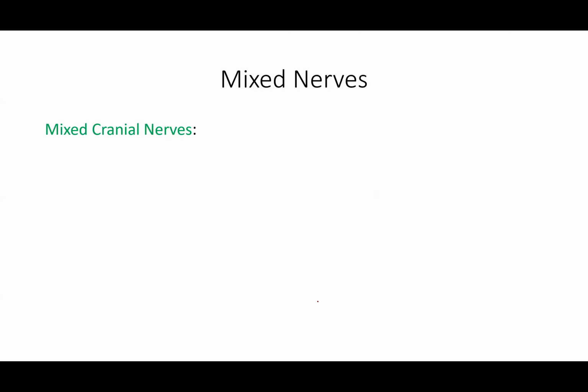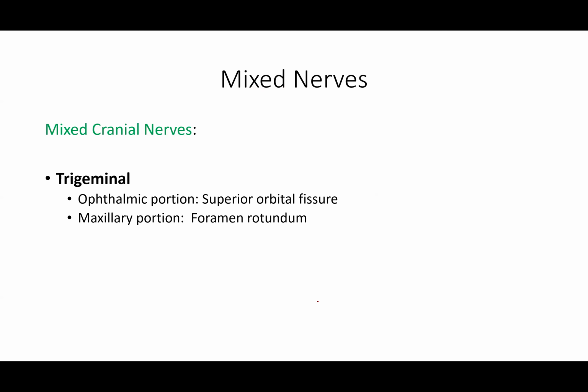Okay, mixed cranial nerves. The trigeminal nerve is a mixed nerve, which means that it sends signals both to and from the central nervous system. So there's 3 portions to the trigeminal nerve. There's the ophthalmic portion, which travels through the superior orbital fissure and is involved with the eye. A maxillary portion, which passes through the foramen rotundum. And a mandibular portion, which passes through the foramen ovale. This is all part of the same cranial nerve, but it's branched into 3 sections which pass through 3 different foramen.